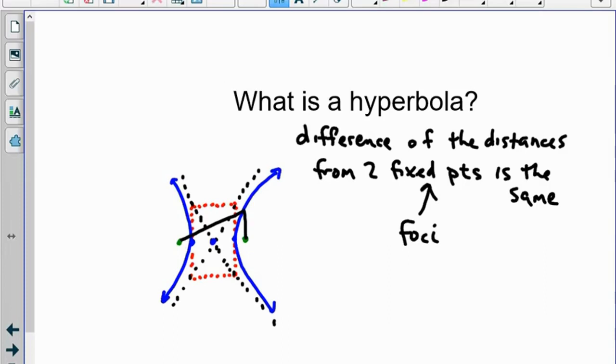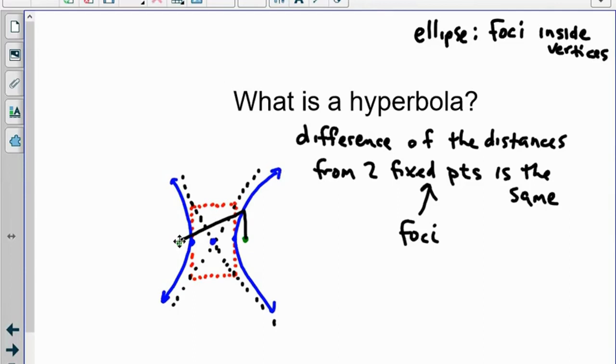Also remember in an ellipse, the focus points were inside the vertices. But notice on the hyperbola, the focus points are on the outside and the vertex points are on the inside. So that's an important distinction.